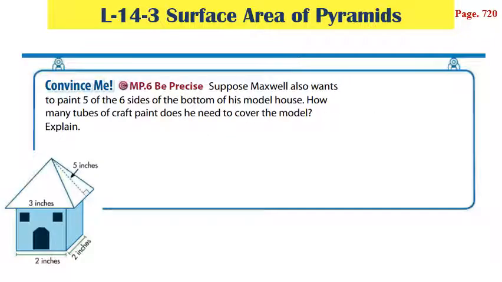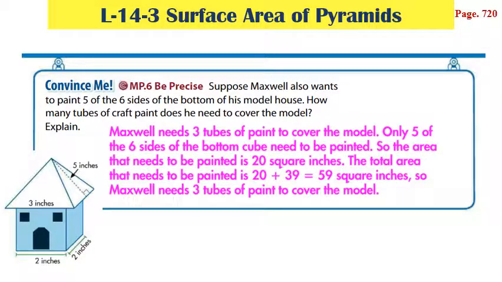Alright, dear students. Now tell me the answer for this question. Suppose Maxwell also wants to paint 5 of the 6 sides of the bottom of his model house. How many tubes of craft paint does he need to cover the model? Explain. Very good. 5 of the 6 sides of the bottom cube need to be painted, so the area that needs to be painted is 20 square inches. The total area that needs to be painted is 20 plus 39 equals 59 square inches, so Maxwell needs 3 tubes of paint to cover the model.